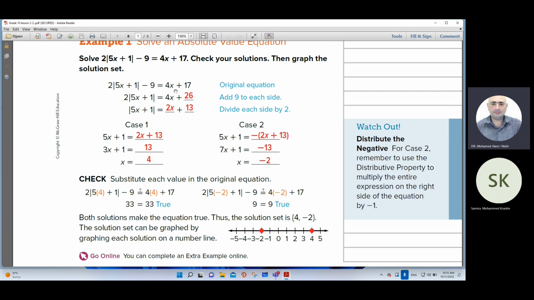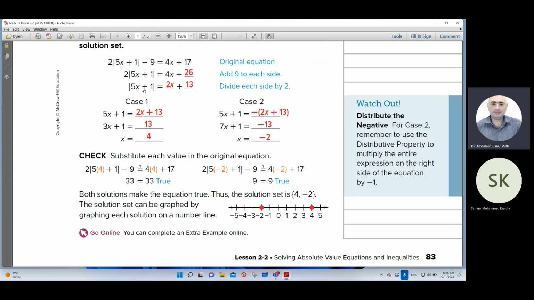So at the first, we want to remove negative 9. So we can take negative 9 to the second side, it will be positive. 9 plus 17 will be 26. Then we want to remove 2. So you can divide the two sides by 2. 4x divided by 2 will be 2x, and 26 divided by 2 will be 13. And here 2 divided by 2 will be 1.